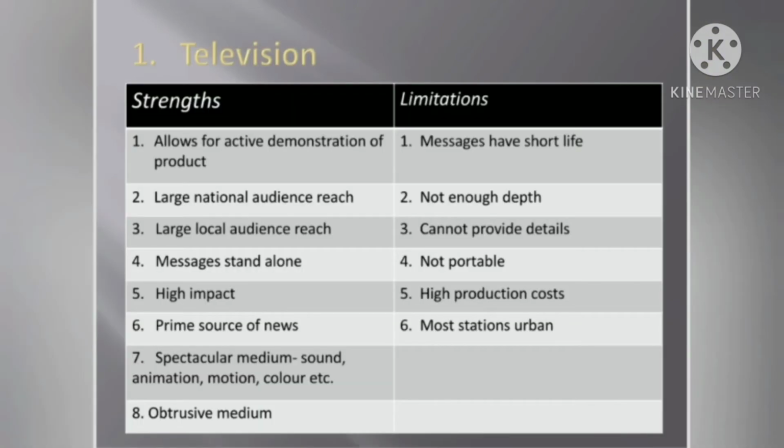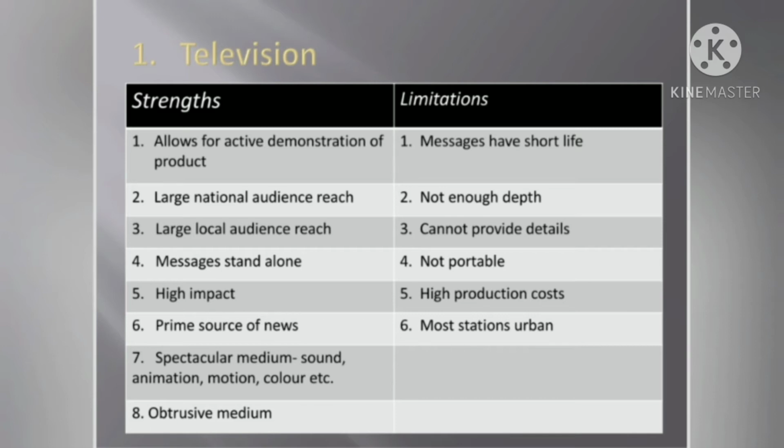So, what are the merits and demerits of television? The first merit or the strength of television is that it allows for active demonstration of product. We can see the product right in front of our eyes and we can assess it. So it allows for active demonstration of product, and that is a strength of television.